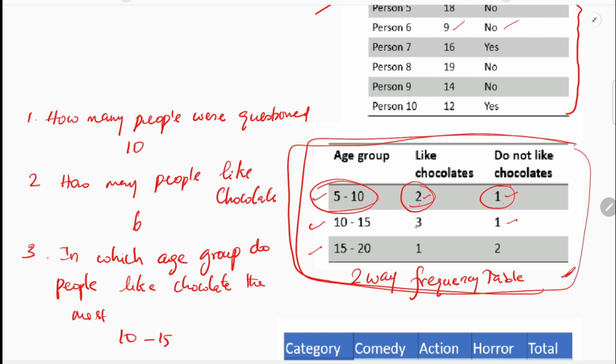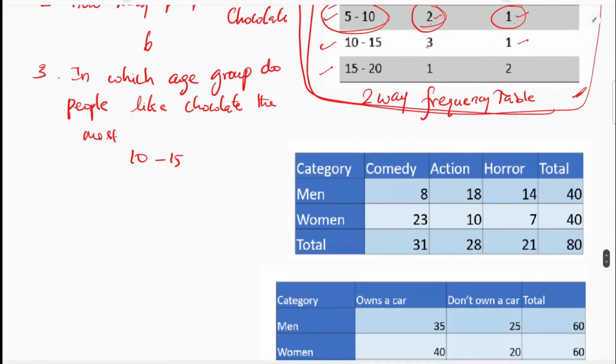Now let us assume another example. I'm giving more and more examples to make you understand very clearly. A survey of 40 men and 40 women was taken.